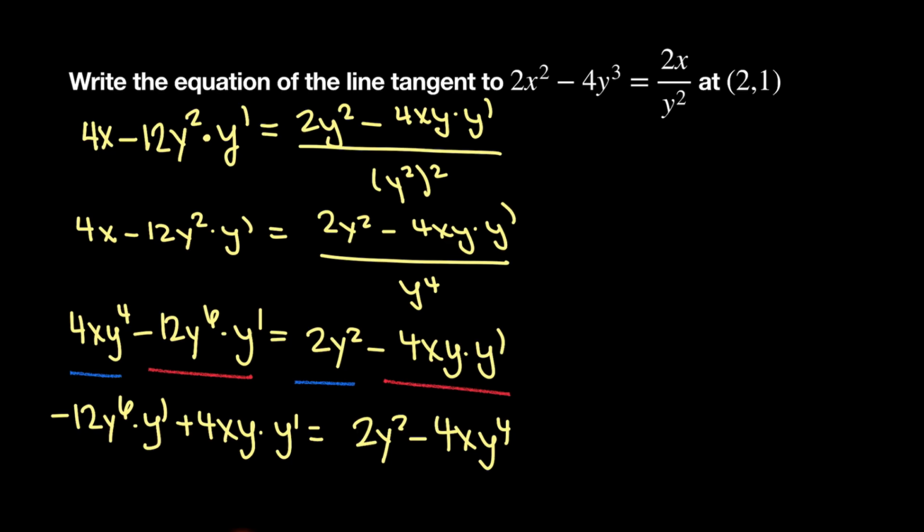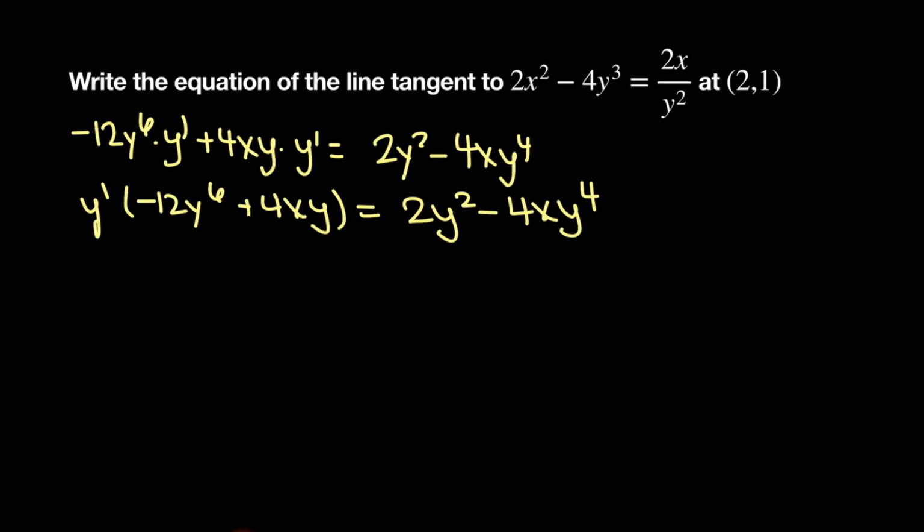Now I'm solving for y prime, so I want everything with y prime on one side of the equation and everything without y prime on the other side. So this time I'm going to put the y primes on the left. So I'm going to keep this minus 12y to the 6th y prime on the left, and I'm going to take the minus 4xy y prime and add it to move it to the left. And then I want everything without y prime on the right. So I'm going to keep the 2y squared on the right, and then I'll minus the 4xy to the fourth.